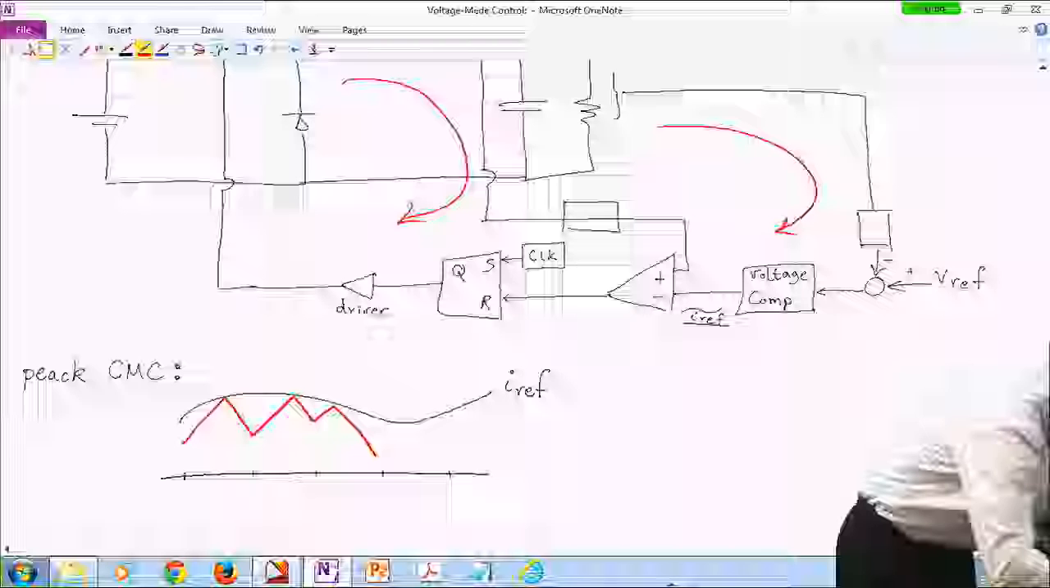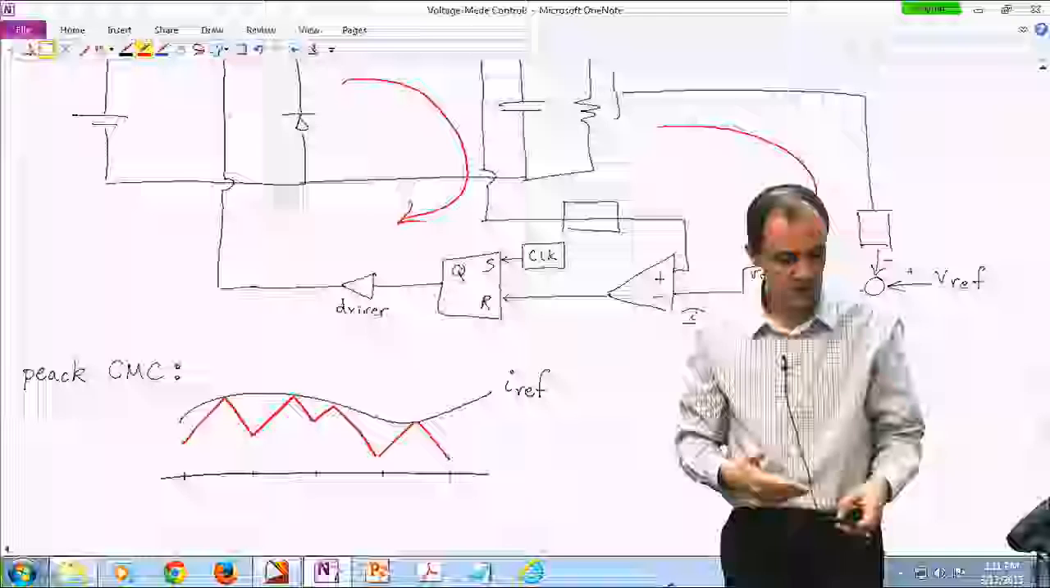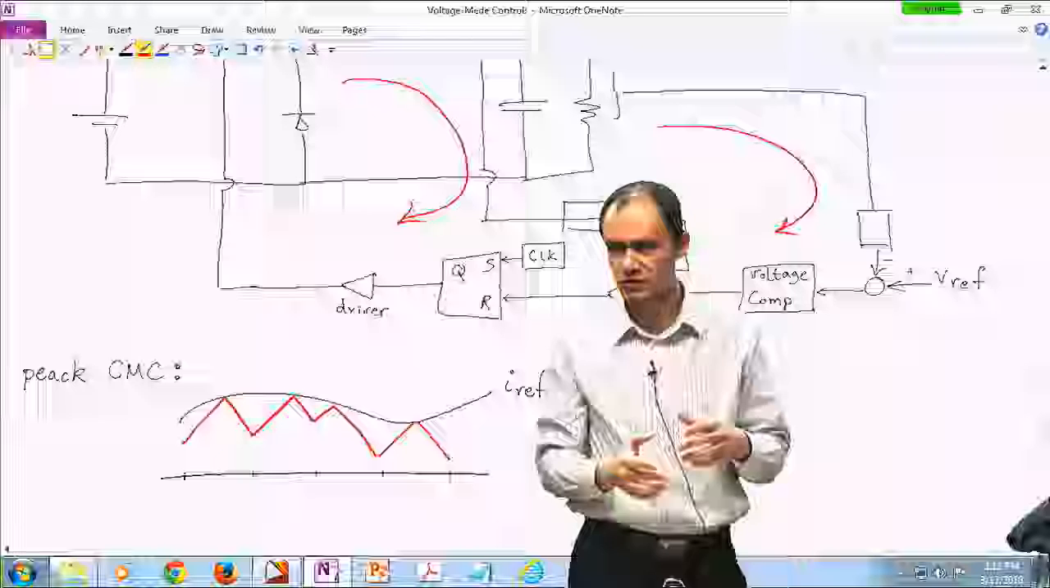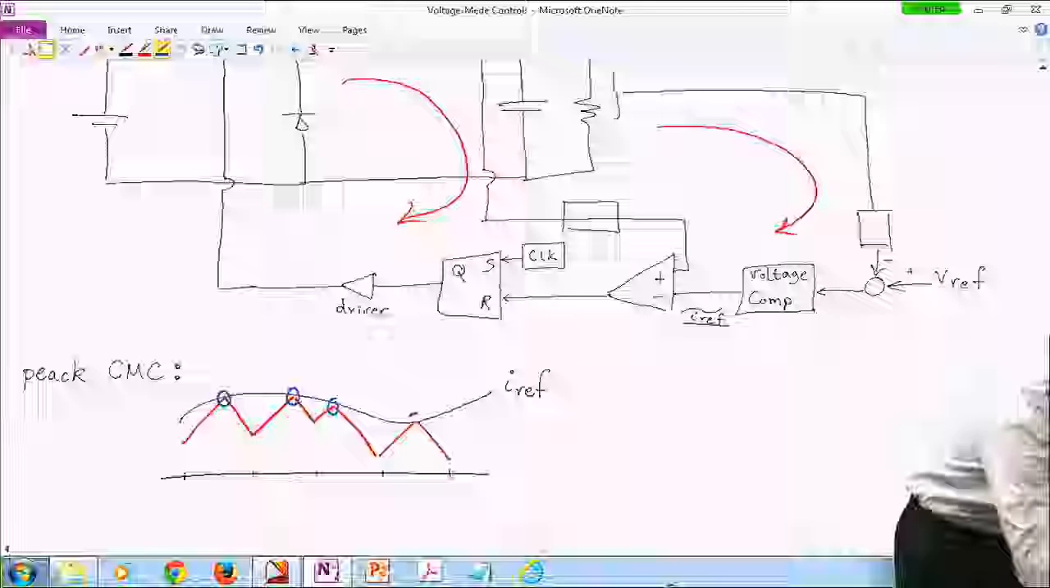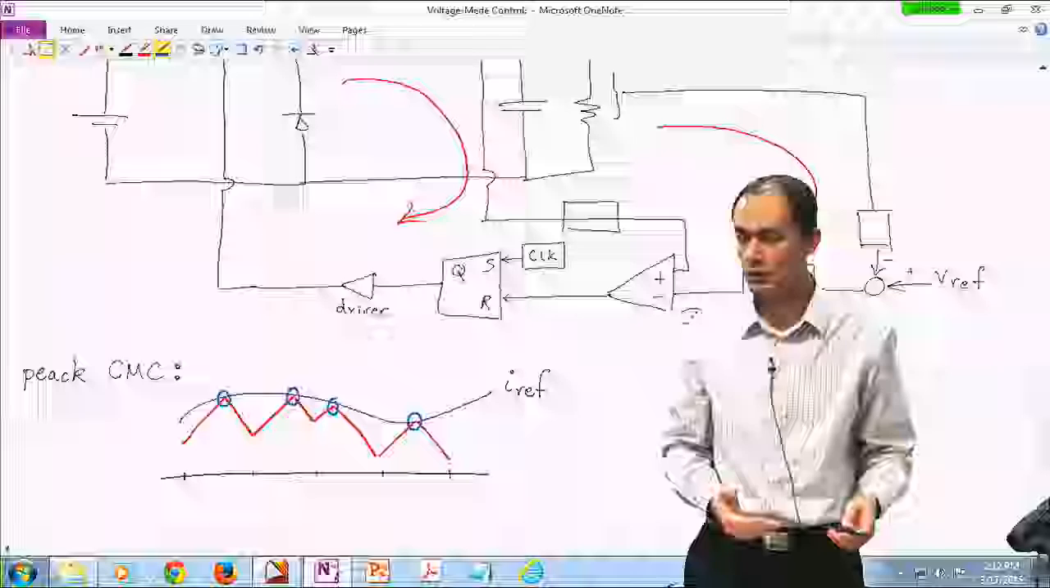Or something like this. As I said, you can see the inductor current is a little bit distorted, but in practice it is not like that because the reference doesn't change this much. But the argument that you can make is we are trying to basically make sure that the peak value of the inductor current is tracking its reference. So that's why it's called the peak current mode control. So the reference is used to basically determine the peak value of the inductor current.